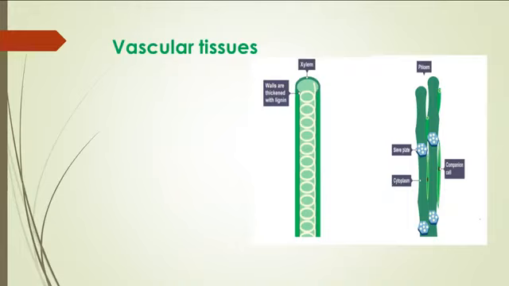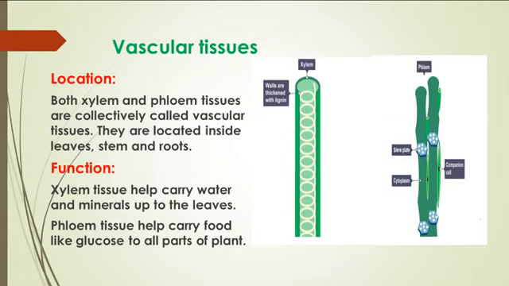Vascular tissues. The third and fourth tissues combine to make vascular tissues. Location. Both xylem and phloem tissues are collectively called vascular tissues. They are located inside the leaves, stems and roots. The function of xylem is to carry water and minerals up to the leaves. Phloem tissue, on the other hand, carries food like glucose to all parts of the plant.